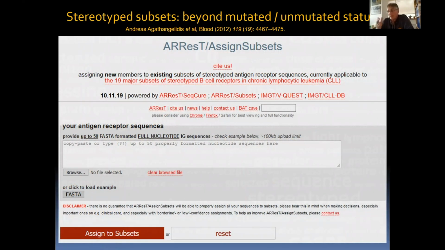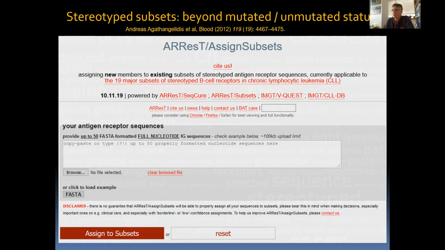It was noticed by the researchers at ERIC that some alleles, whether they are mutated or unmutated, have either a good prognosis or a poor prognosis, regardless of the mutation status. And this is another website that is used to analyze the stereotype subsets. All one needs to do is to copy the sequence into this website, and within a few minutes, one will get the result, whether it belongs to one of the stereotype subsets.